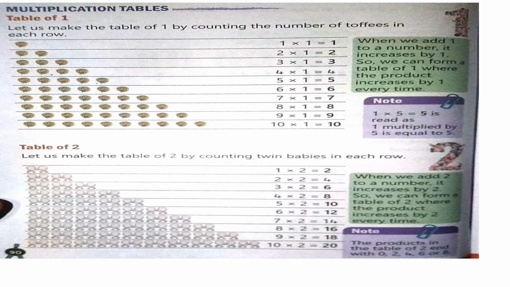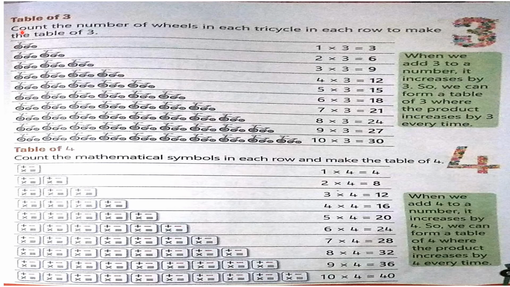Now, count the number of wheels in each tricycle in each row to make a table of 3. So now, tricycle means this is a tricycle, not a bicycle. Bicycle means only 2 wheels, but here 3 wheels are there in a tricycle. So one cycle and how many wheels?